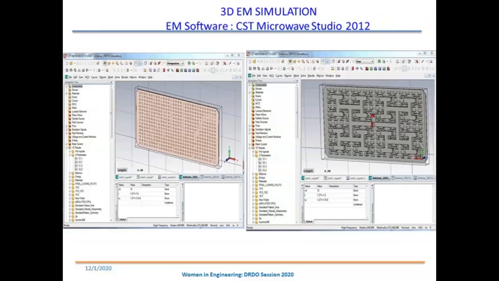The full antenna was simulated in 3D software. That is what I was telling you: the computational capability has increased. Maybe 10 years back, we would not have been able to simulate this full array of almost more than half a meter by a quarter meter in length. But thanks to the computational capability now, we could simulate this full array integrated with the radiating element, the feed network, and the transition.